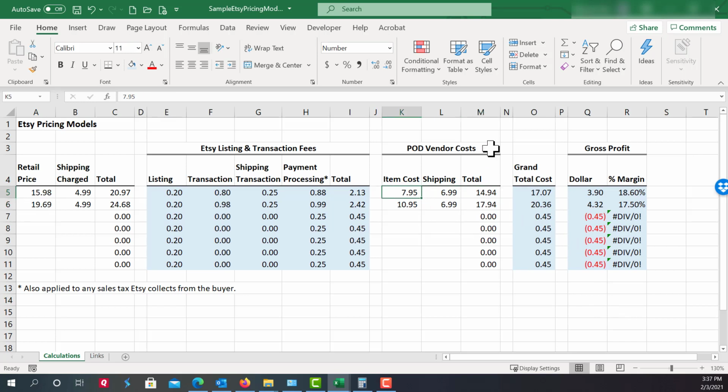And just as an FYI, I'm not taking into account sales tax here. That is an added layer of calculations. But I think this approach will give you a good gut check on whether I'm anywhere in the ballpark of where I need to be to make a profit. Okay.